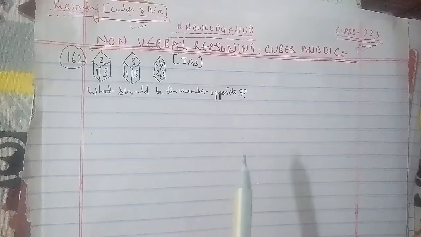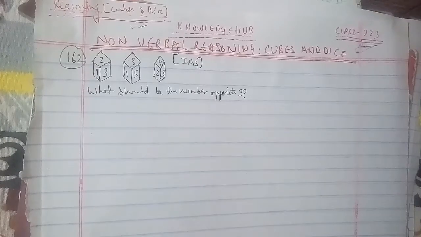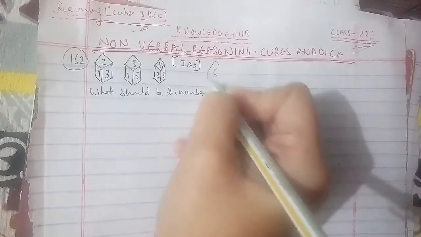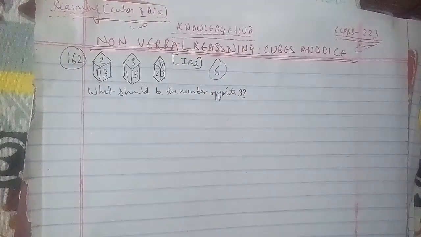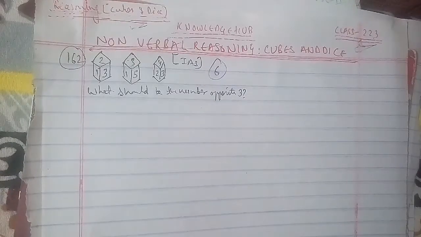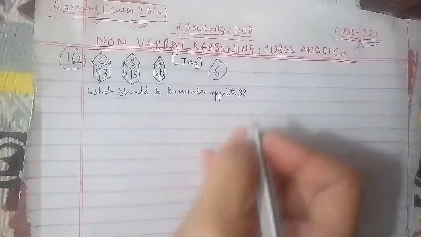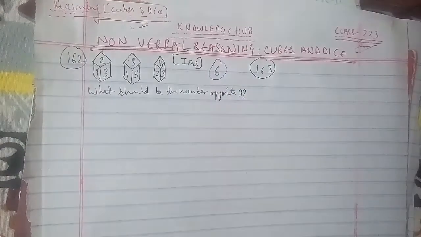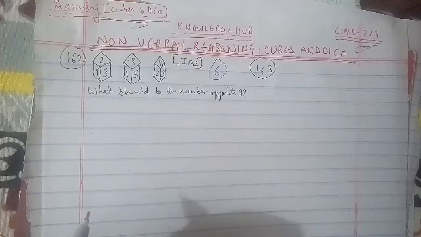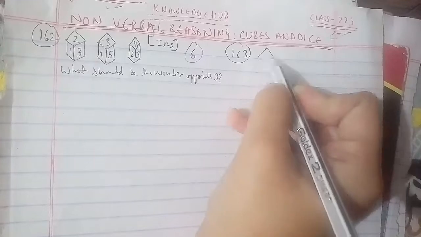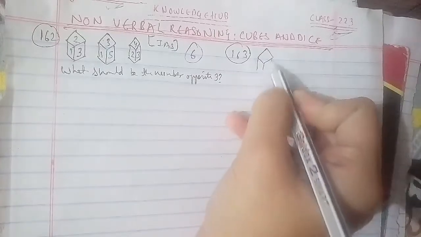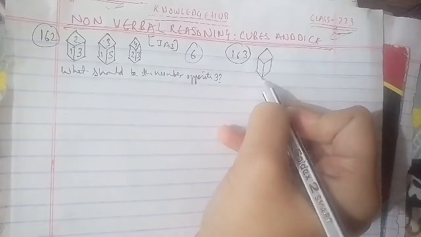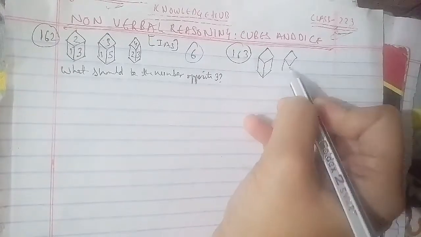Now we'll go ahead with another question. Another important question is the 163rd question of the session. The question says there are 3 dice here. So we'll draw the first dice. These 3 dice are being represented here.